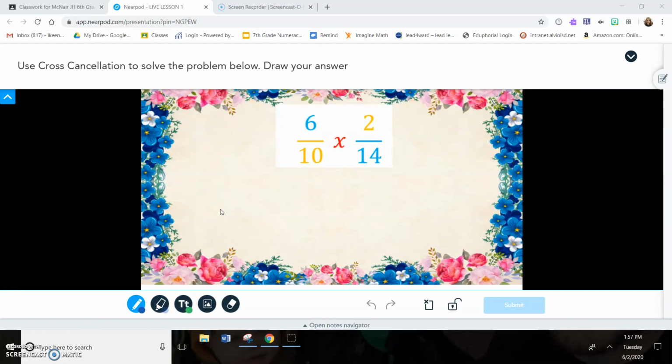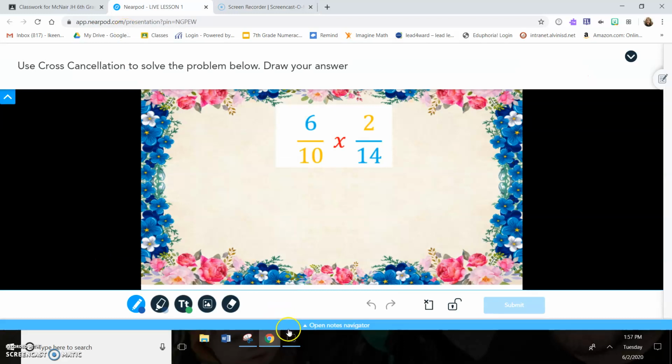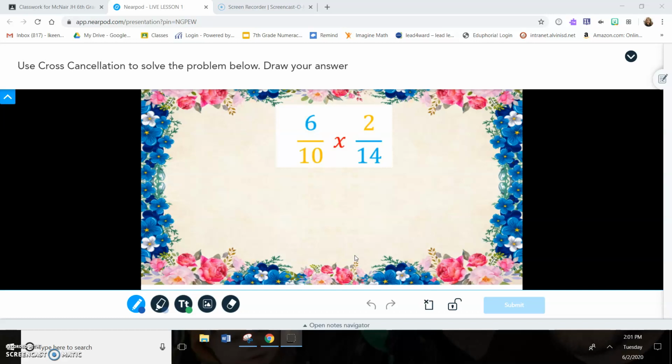You see 6/10 times 2/14 on your screen. What you're going to do is simplify these fractions diagonally. We're going to look first at the yellow numbers, 10 and 2. Those are both even numbers, so they are divisible by at least 2. 2 divided by 2 would be 1, and 10 divided by 2 would be 5.